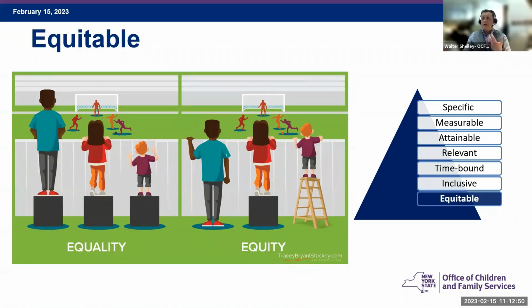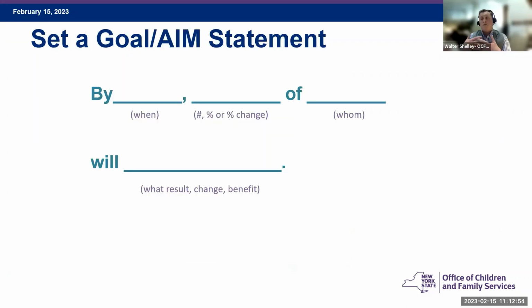Once you've achieved an equitable version of all of these SMARTY goals, you can move on to what is called a goal or an aim statement. It's really just a simple sentence with 4 blanks: by blank, blank of blank will blank. Writing out a goal or an aim statement will really ensure that you've met all the SMARTY criteria, as well as make it a very simplified version of what you would like to achieve.